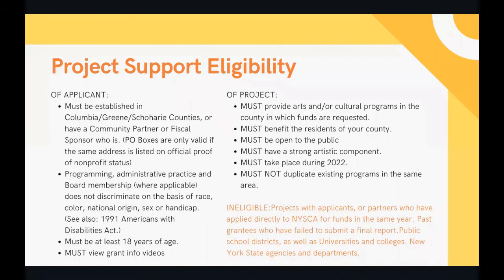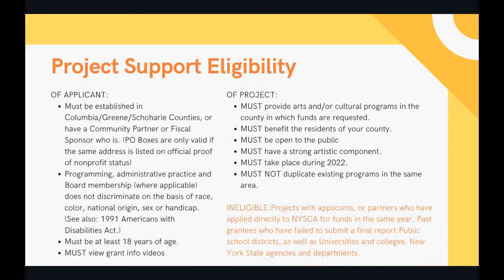Okay, so let's look at the eligibility for project support. If you are applying, you have to be established in Columbia, Greene, or Schoharie counties, or have a community partner or fiscal sponsor who is. If you're a nonprofit and you're applying in either of these 3 counties, we have a separate application form for each different county, and you have to make sure that you apply to that correct one for your location. If you are out of the county, but you have a fiscal sponsor or community partner who is in the county, that is totally okay.